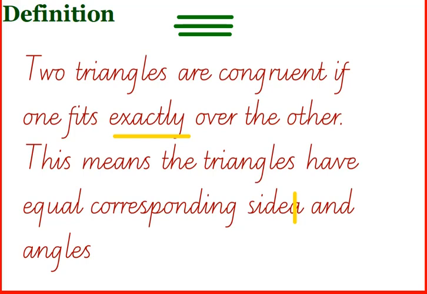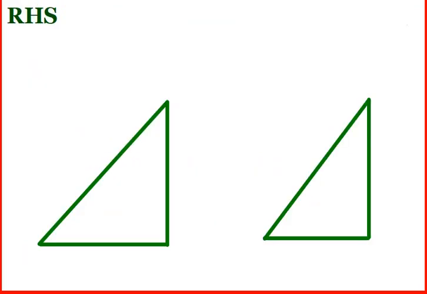So we have four conditions in which we can prove two triangles are congruent to each other. Let's have a look at our first one, the 90 degrees hypotenuse side. This is how it would look. And it always has to have a 90-degree angle because we're talking about the 90-degree hypotenuse side.